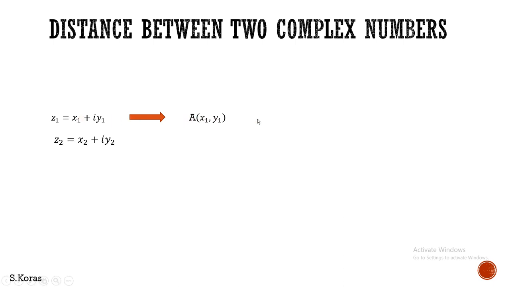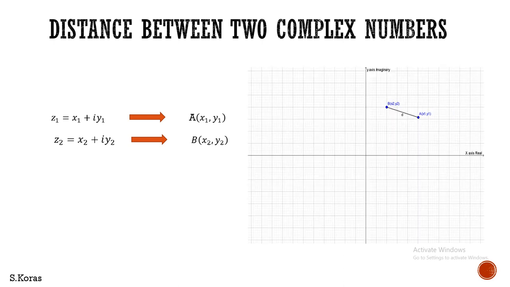In the same way, let us consider the next complex number is z2. Let this be equal to x2 plus iy2, and it is represented by B, x2 comma y2. Now let us try to plot this complex number in the Argand plane. Right. This is our Argand plane, and this is our point A, and this is our point B. This A point is represented by this, and B point is represented by this.